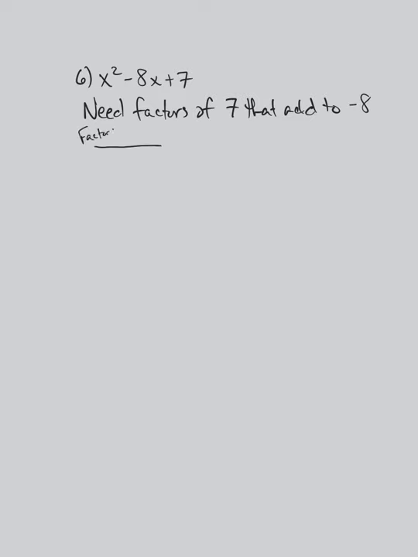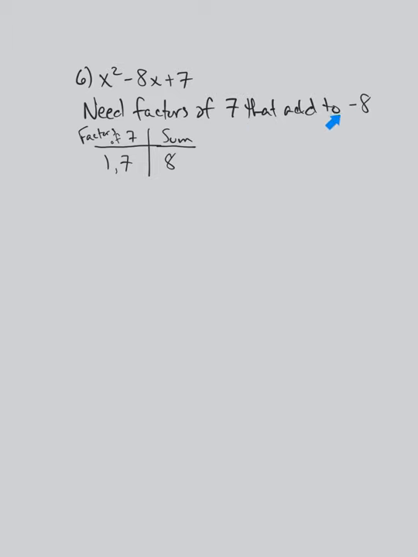This seems pretty basic because 7 is a prime number, and so we look at the factors of 7 and then their sum. But since 7 is prime, it seems like the only factors are 1 and 7. That's going to add to positive 8, and that's kind of a clue to what we need to do here. If I look at these two factors, they're always going to add to a positive number, but we need to get a negative number.